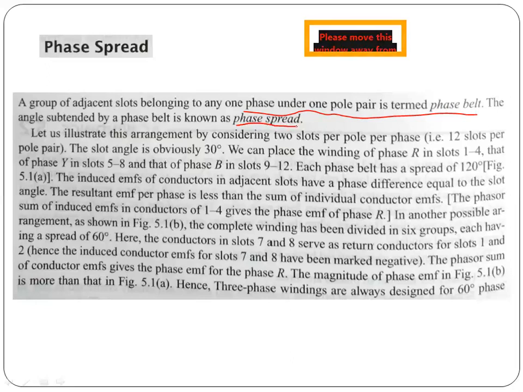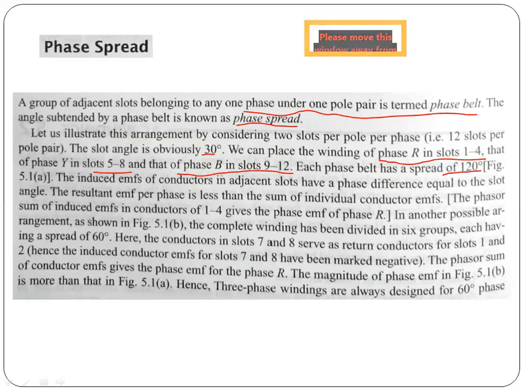Let us illustrate this arrangement by considering 2 slots per pole per phase. That is 12 slots per pole pair. The slot angle is obviously 30 degrees. We can place the windings of phase R in slots 1 to 4, that of phase Y in slots 5 to 8, and that of phase B in slots 9 to 12. Each phase belt has a spread of 120 degrees.